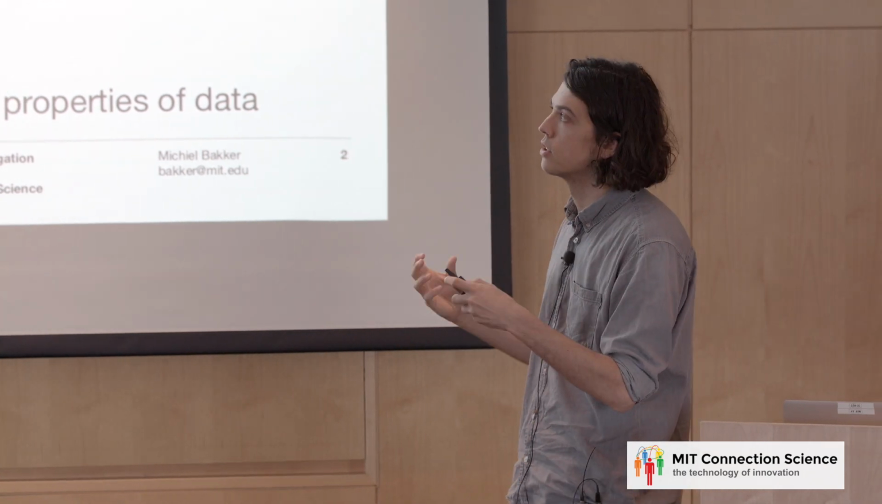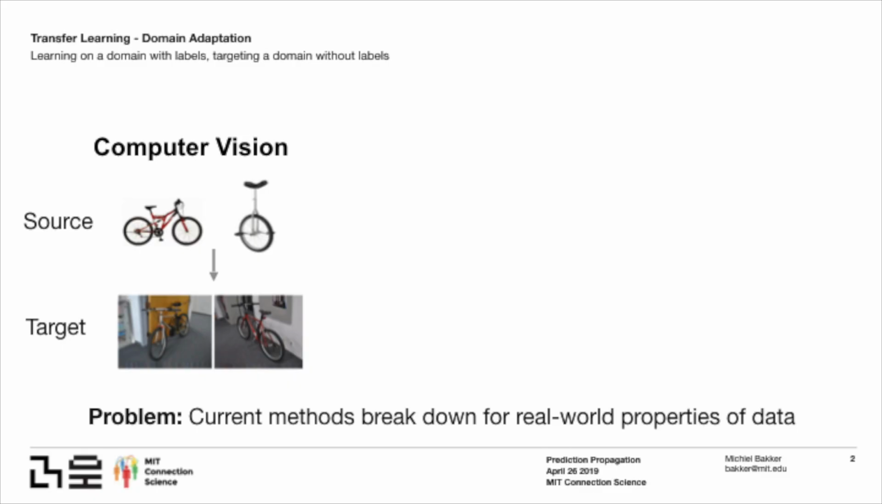And we look at it in a controlled setting, which is domain adaptation, where you have two data sets, a source and a target. On the source data set, you have both the raw data as well as the labels, the outcome, the thing you have to predict. And on the target data set, you only have the raw data, but not what you want to predict.